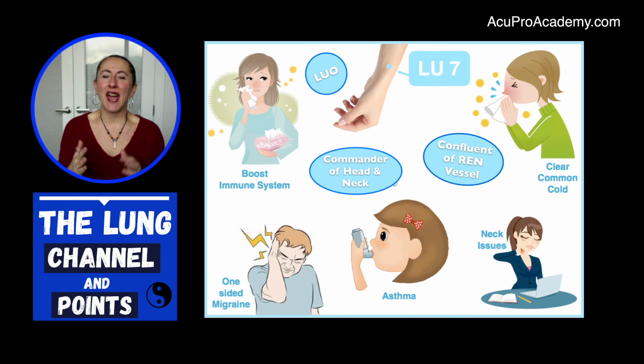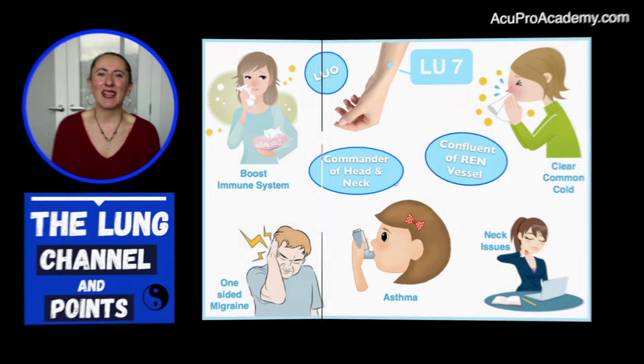Lung 7, boy, I love Lung 7. It is a special point 3 times over, so it's a powerful point. First and foremost, Lung 7's function is to strengthen the Wei Qi, the defensive Qi, or the immune system. And by the way, I have a little quick tip of the day for you on that.